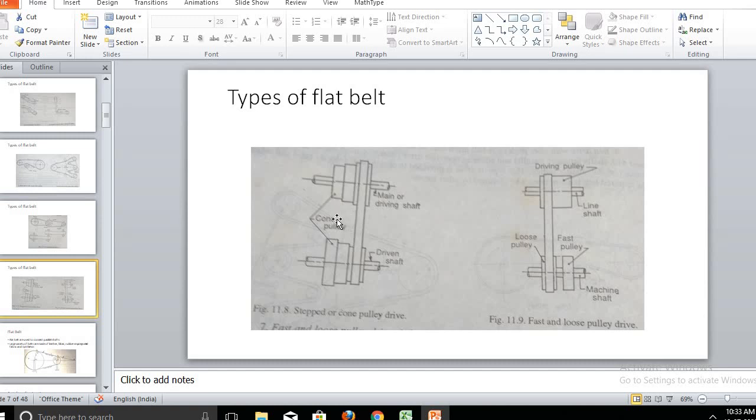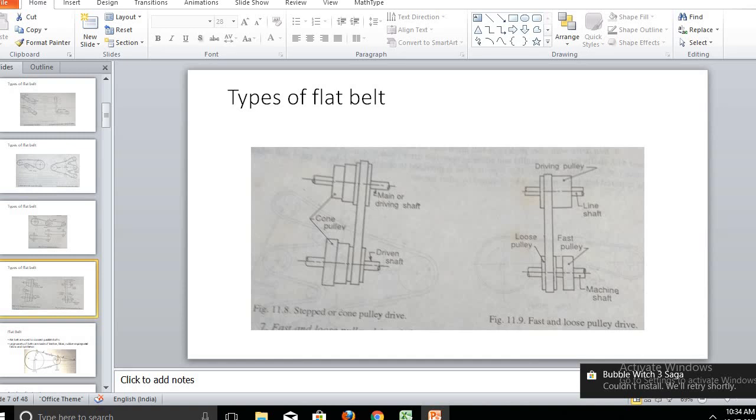If you look here, on the driver shaft there are three steps. This pulley is modified in steps. These steps have different diameters. Again, the driven pulley is also modified in terms of steps. Again, these steps have different diameters.